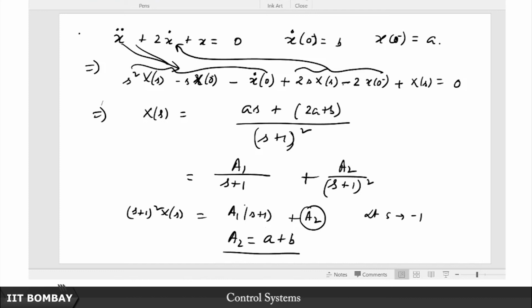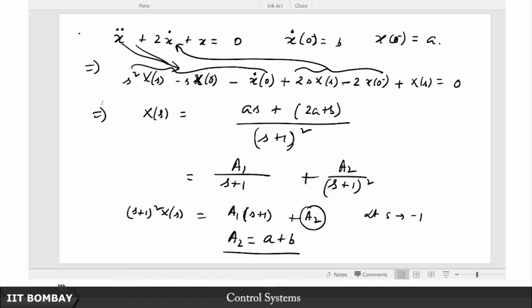But what about a1? Is there any trick? Because if I multiply only by s plus 1, I cannot pass it through the limit. If I pass it through the limit, then I will still be left with one s plus 1 in the denominator of x of s, which clearly does not help. So am I at my wit's end?